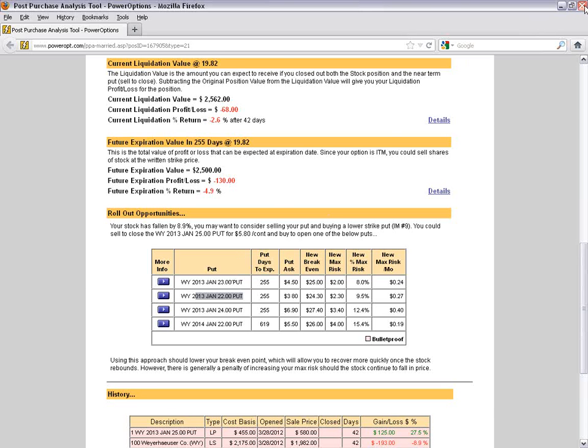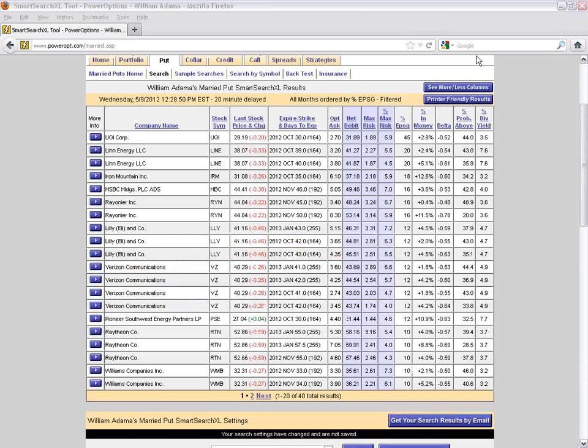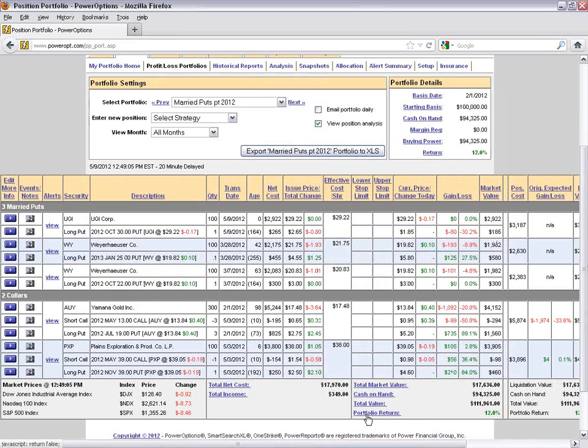But okay, let's go ahead now and close out our position analysis view. Let's go back to our profit and loss portfolio and take a look at our Weyerhaeuser position. Well, I was contemplating maybe rolling down. The stock's at 19.82, a little bit too low probably for this, but I'm contemplating maybe rolling down to the January 22 put as we discussed, and maybe selling a June 22 call, maybe using some premium. Why didn't that show up?